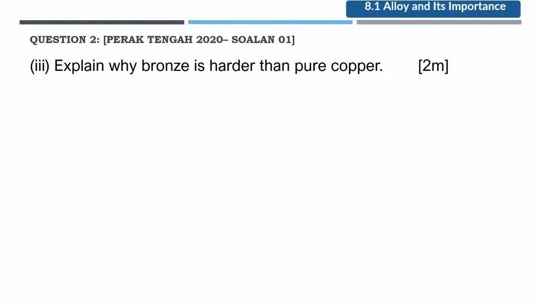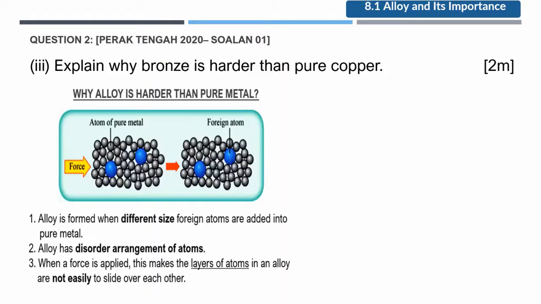Explain why bronze is harder than pure copper. 2 marks. If we recall what we have learned just now, there are 3 points to explain why alloy is harder than pure metal. So how are we going to make the 3 points into 2 marks? We can combine point 1 and point 2 into one sentence, and point 3 becomes another sentence.